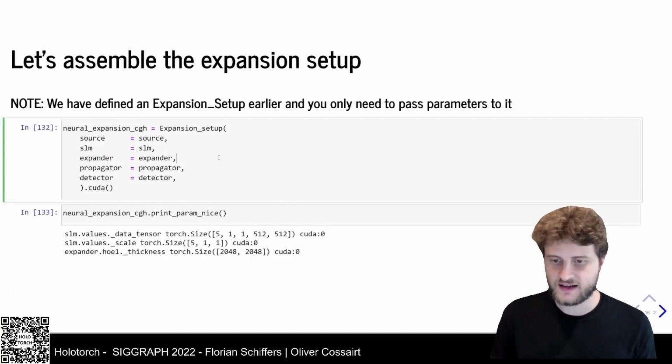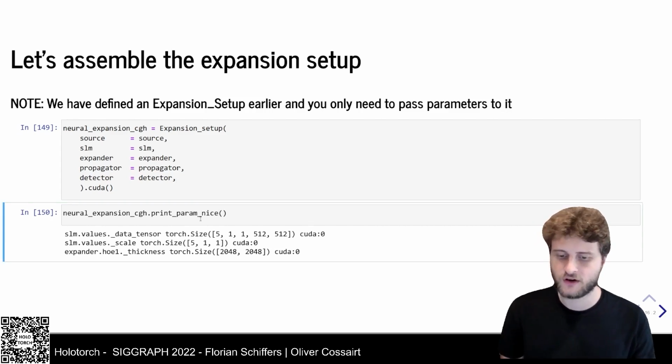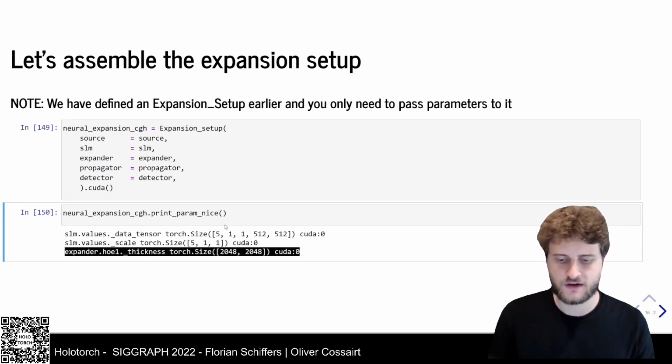Next, we will assemble the expansion setup. So we put in our parameter list as we've done it before. And if we look at the parameters now, we can see we optimize for the SLM patterns, 5 images per batch, and we optimize for the thickness of our expander.